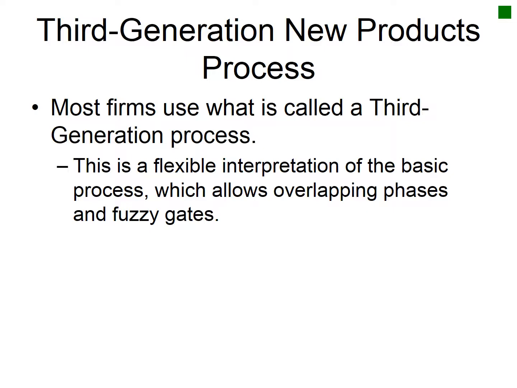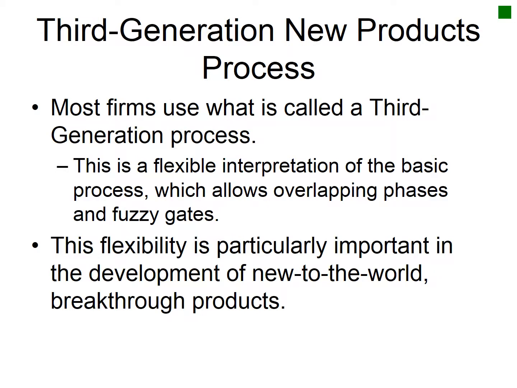So having overlapping phases and being able to use this fuzzy gate concept allows us to produce some sort of flexibility that is, again, particularly important to developing breakthrough products that address new-to-the-world problems and provide new-to-the-world solutions that might be out there. So again, flexibility is important in developing new products so that the new product reflects what the market wants, which might be changing very, very rapidly.